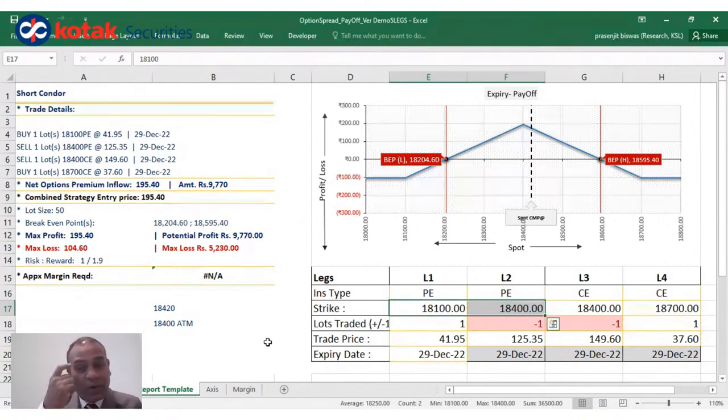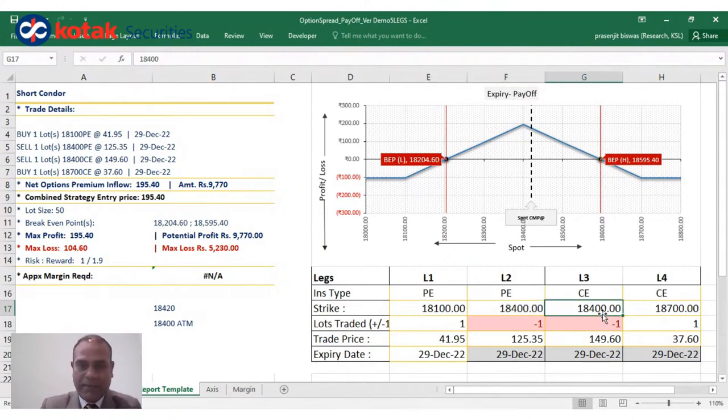So my maximum loss will be roughly about 105 rupees. Similarly, on the higher side, the same formula applies: the strike gap less the premium that you have received. So 300 is the gap, less 185 that you have received. So that is how the maximum loss will be defined.